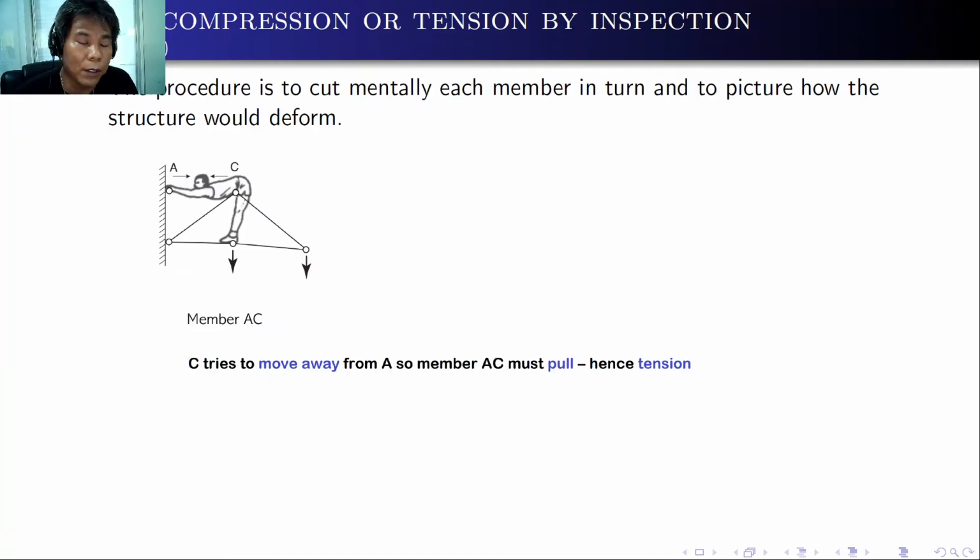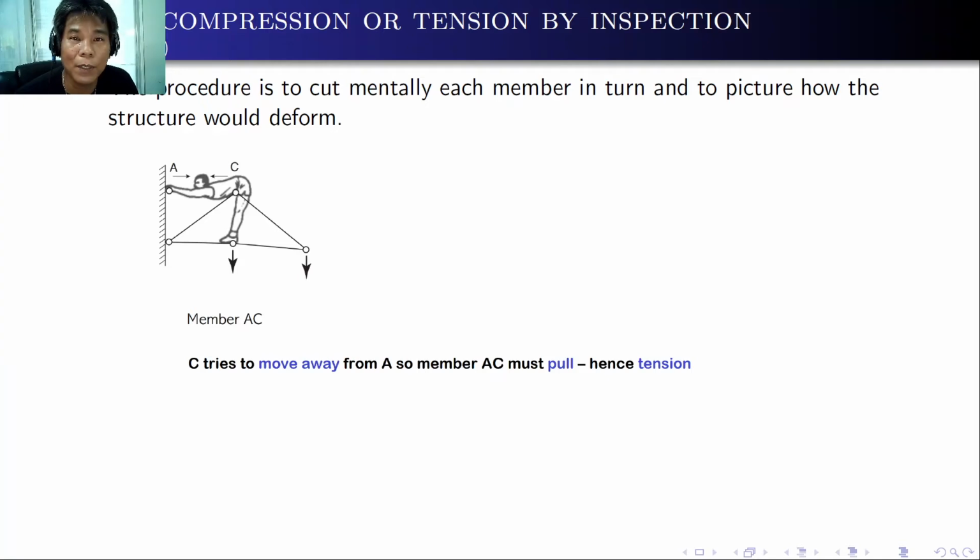Here is the procedure: cut mentally each member in turn and picture how the structure would deform. Of course, I was able to find this picture from Seaward. It's quite interesting actually, because it's a nice diagram that represents the bracket.